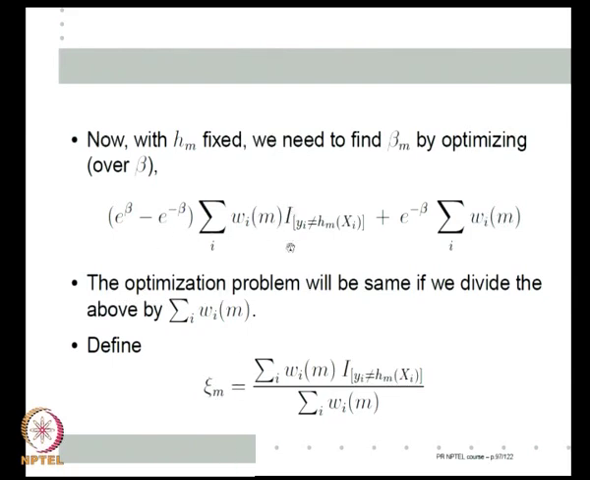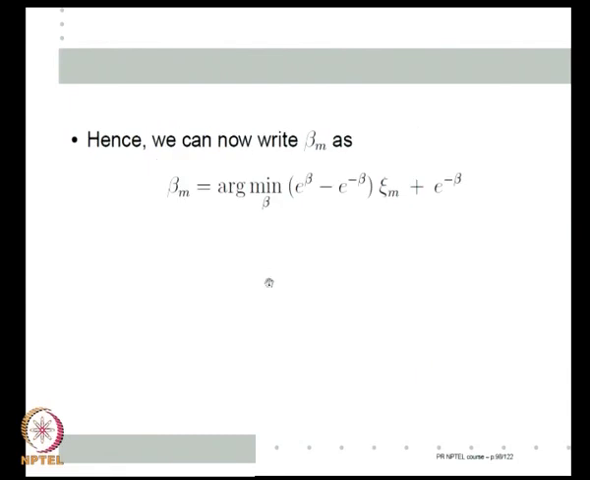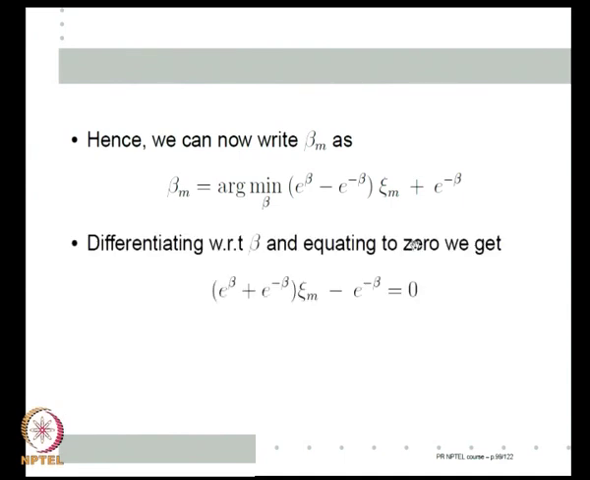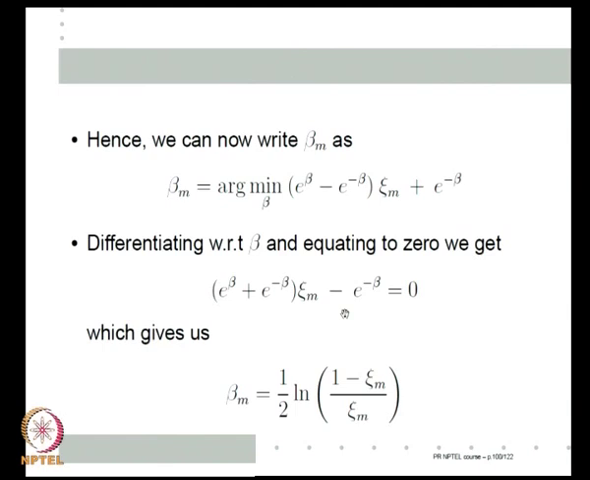So, now what we need to minimize over beta is (e^beta minus e^(-beta)) J_m plus e^(-beta). Minimizing this over beta is what gives me beta_m. Now, this is a very simple function of beta. Let us differentiate and equate to 0. If I differentiate and equate to 0, I get (e^beta plus e^(-beta)) J_m minus e^(-beta) equal to 0. You solve for beta, and that gives you the optimal beta_m as half ln of (1 minus J_m) by J_m.